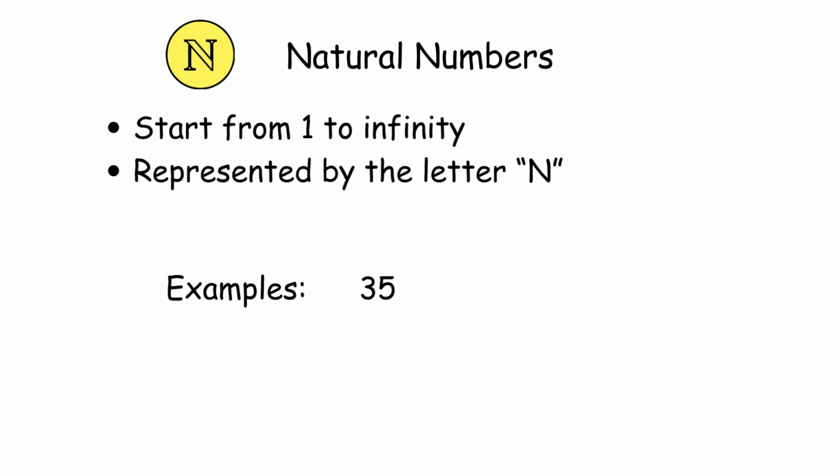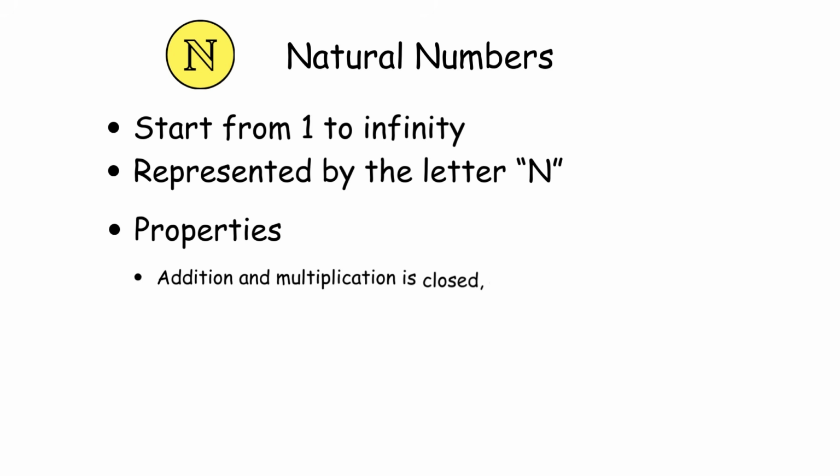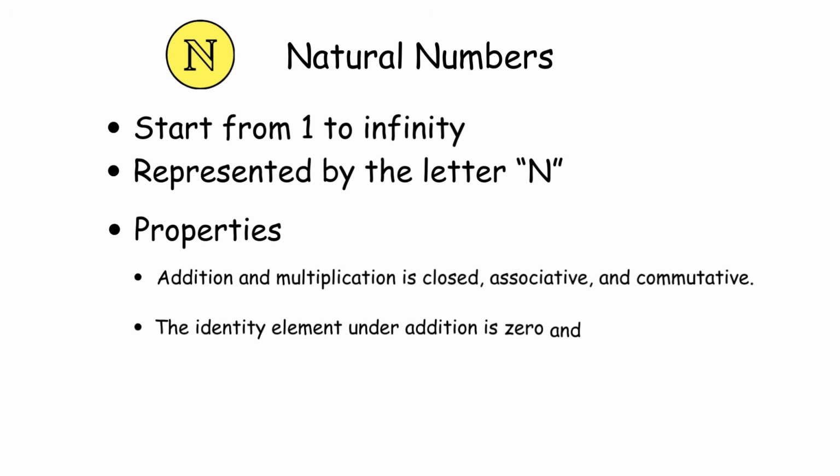Examples: 35, 59, 110. Addition and multiplication of natural numbers are closed, associative, and commutative. The identity element of a natural number under addition is 0, and under multiplication is 1.